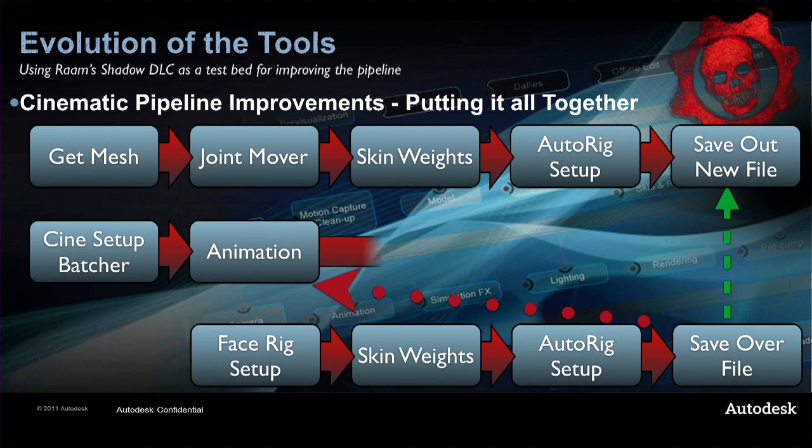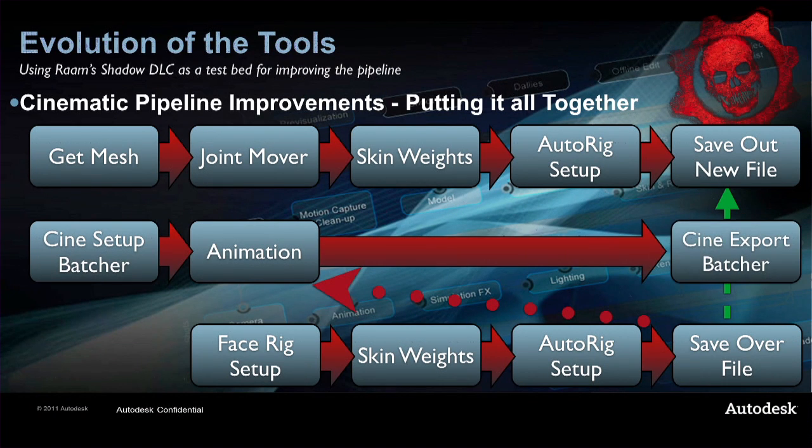Then when they are done, they can use the Cine export batcher to export all their animations into the editor. So that is how all those tools, everything fits together to make, I think, what we've had probably the best pipeline yet, especially for ROM's DLC. If you haven't seen ROM Shadow, I've got a quick trailer that we can watch, because I need a drink.